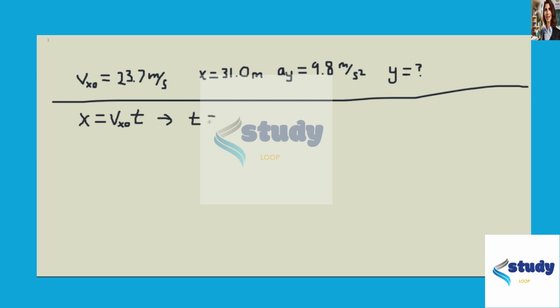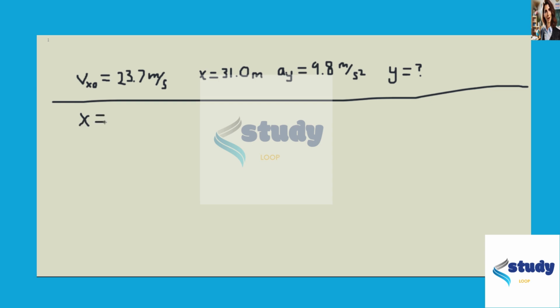Because we know how fast it was traveling in the x direction and how far it travels in the x direction, we can use that to calculate the time that it travels. We also know that the acceleration in the y direction is 9.8 meters per second squared, because that's the acceleration due to gravity. And we want to figure out what our y value is, what the height of the building is, okay?